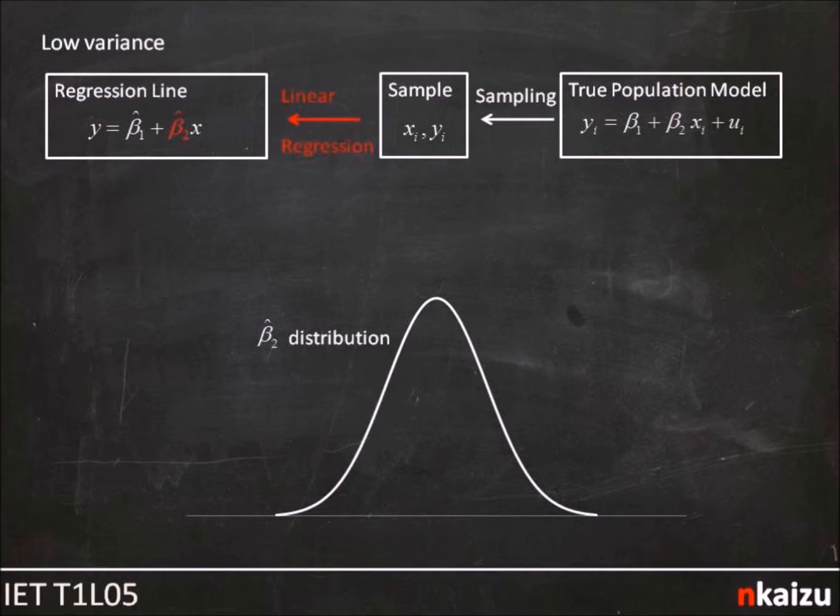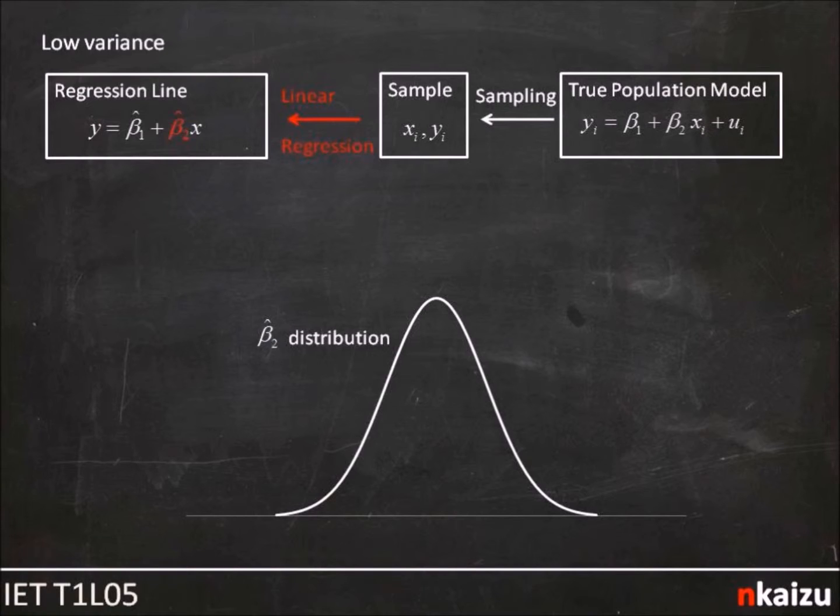To start with, a caveat. In econometrics we tend to focus on beta 2 hat rather than beta 1 hat, because usually we are more interested in the slope than the intercept. However, what we are about to say applies to both beta hats. So back to the diagram. We say that beta 2 hat has a distribution.